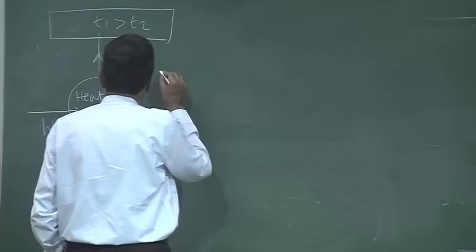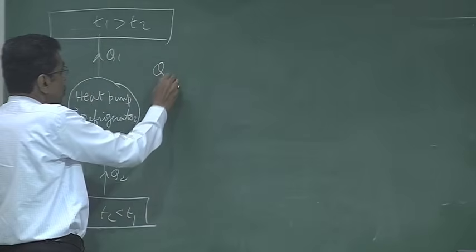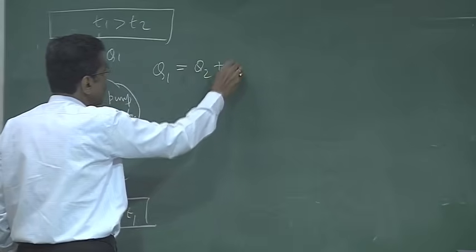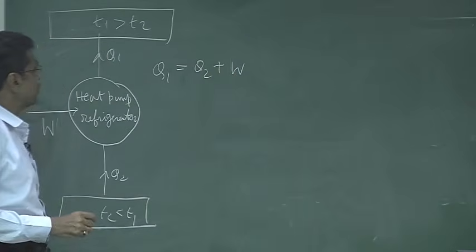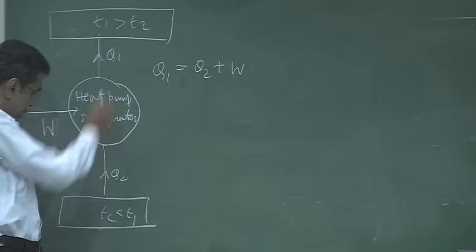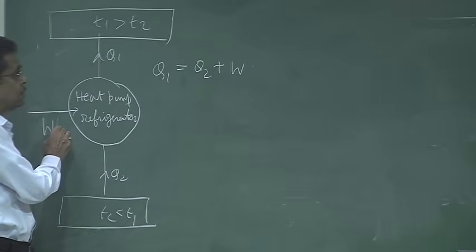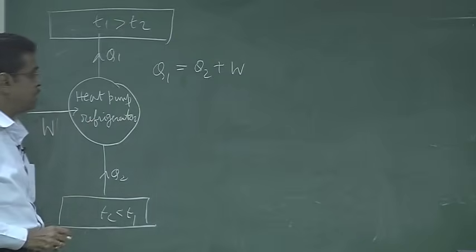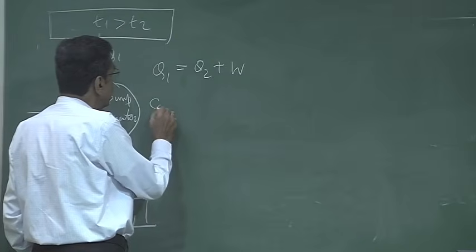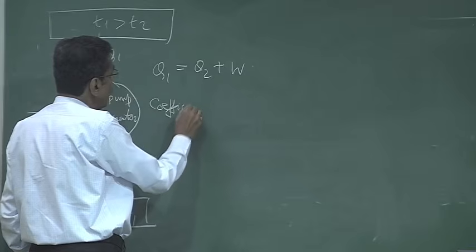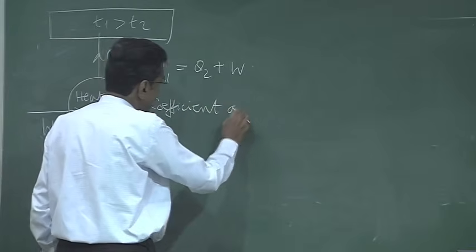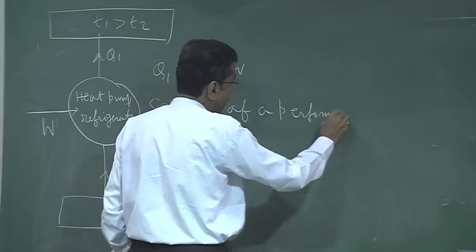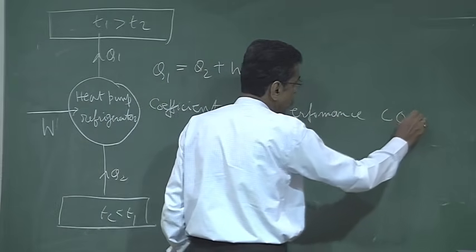In this respect, if you write the conservation of energy, Q1 is equal to Q2 plus W. This W is taken as input, and this is just the reverse of the heat engine. In this context, two things are defined: coefficient of performance. Just like the thermal efficiency of a heat engine, we define the coefficient of performance, COP.